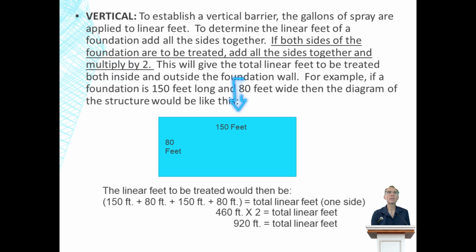This is because, again, we have 150 feet at the top of the structure, 150 feet at the bottom, 80 feet on the left side, 80 feet on the right side. Then we have to times that by 2 because we have the inside and the outside linear footage of the structure. This is why we come up with 920 total linear feet to be treated, because the inside and the outside of the structure have to be treated.